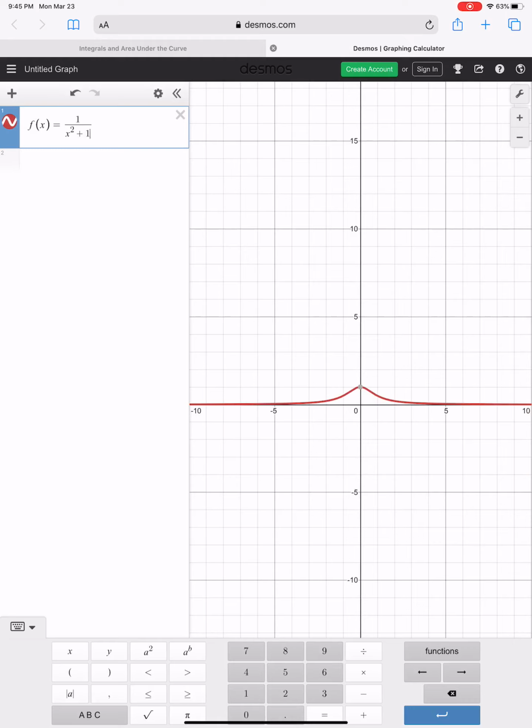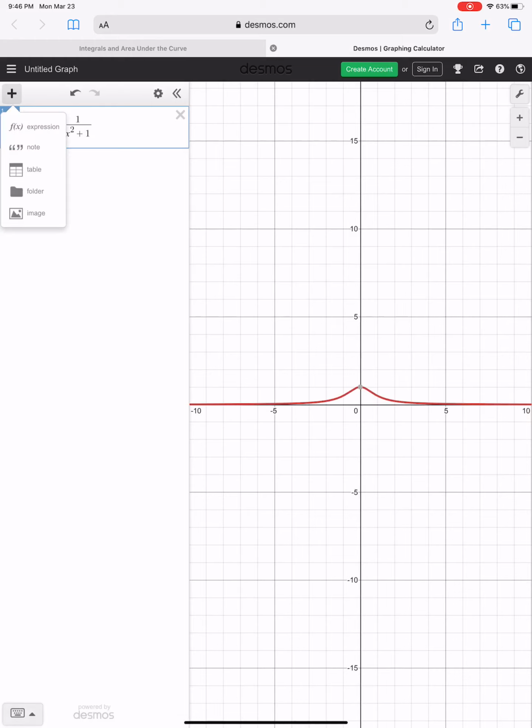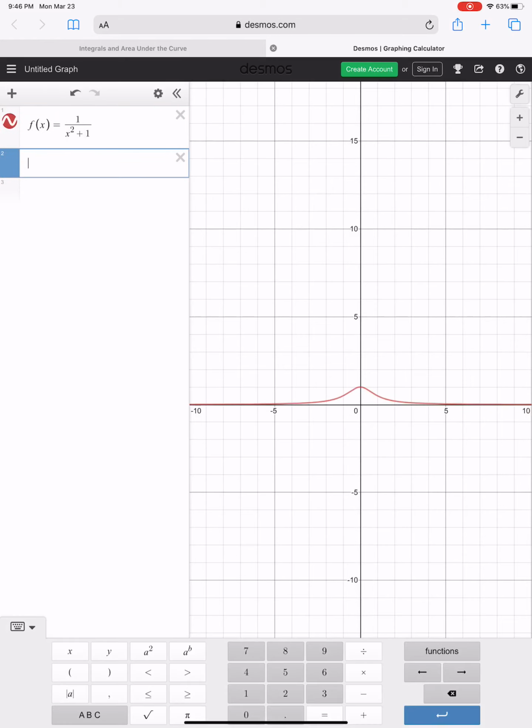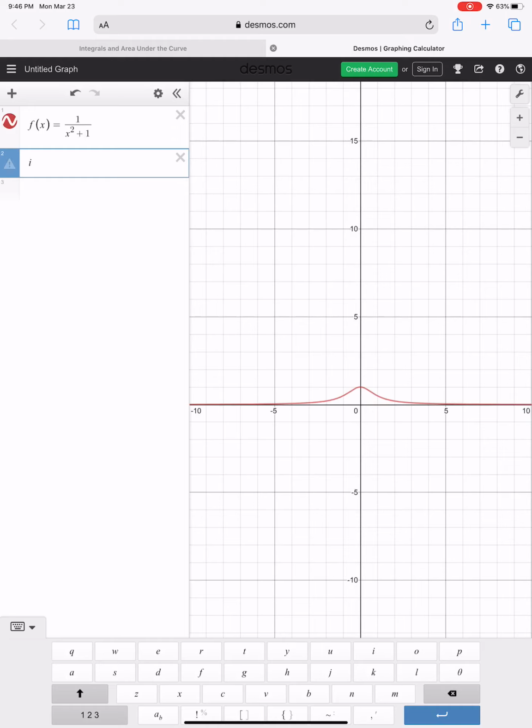So this is a case where we might suspect that there's a finite amount of area under this function over the whole real line, and we want to investigate that using limits. So we might go ahead here, if you want to add some more to this graph, we might ask for an integral. So let's go ahead and just do that. So int will get us an integral, and the lower limit.